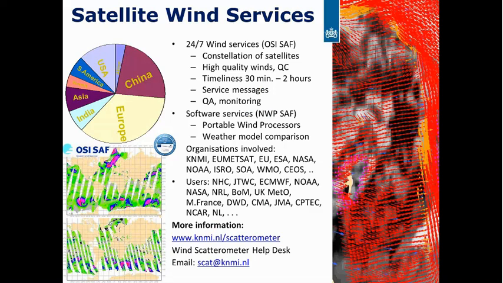And also from other scatterometer systems, we usually get the data within a few hours, although with the current Chinese scatterometers it takes still a bit longer. Besides the services, the service also includes service messages, so if you are interested when satellites don't work as we expect them to work, then you can ask to be put on the service message list, and then you get messages when there's interruptions in the service.